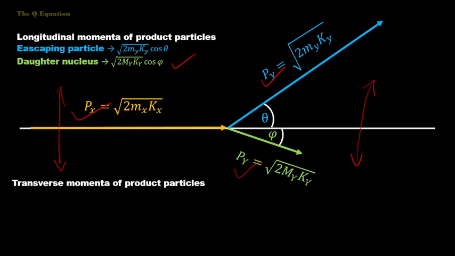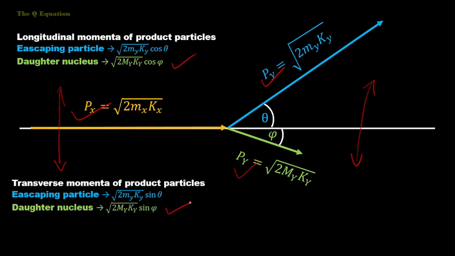Now the transverse momenta of the product particles. The transverse momenta are for the escaping particle and for the daughter nucleus. These are the transverse momenta. So we have now listed the longitudinal momenta and transverse momenta of the product particles.